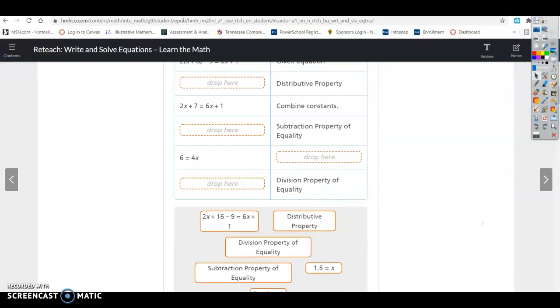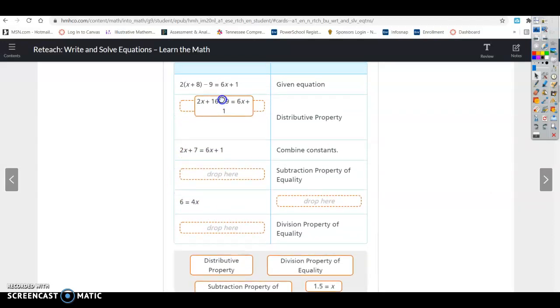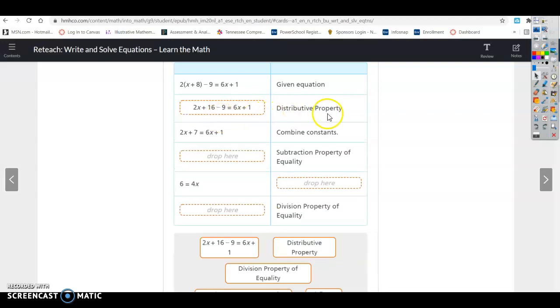So we need to come down below and find the one that says 2x plus 16. Everything else in the equation will stay the same for now. So all we wanted to do was use the distributive property. Alright, so the next thing it says is to combine like terms or combine constants. Alright, so 16 minus 9, you can see neither one of those has a variable, and they've done 16 minus 9 is 7. So everything else here stayed the same, but they just combined like terms, which in this case they're calling constants.